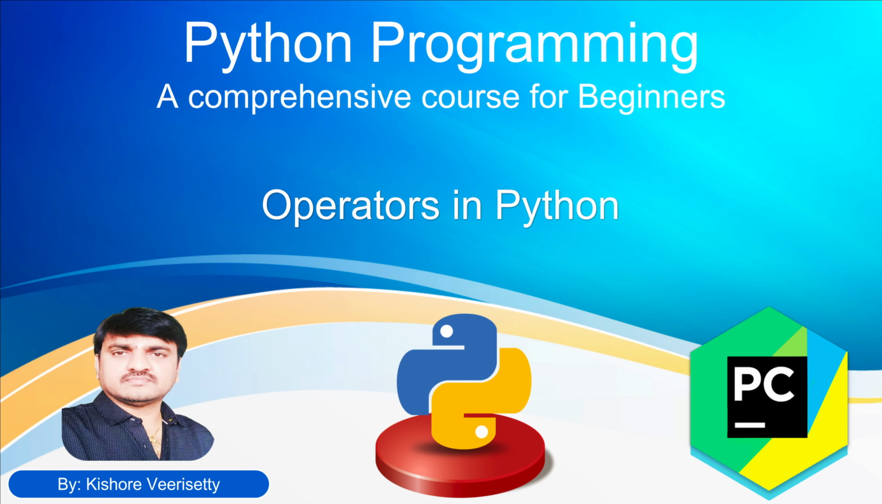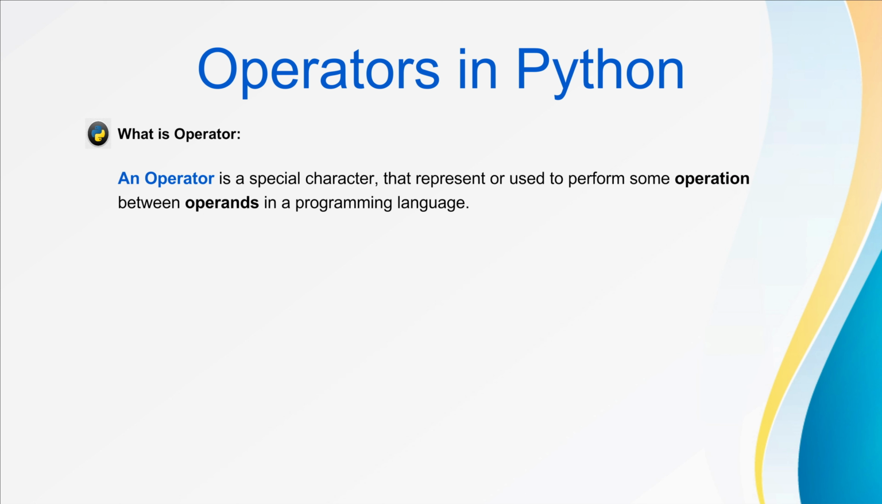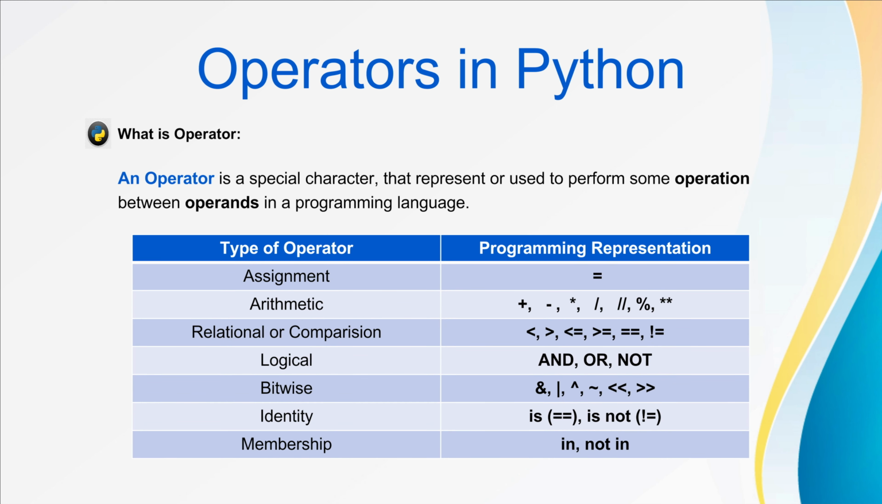So let's get started. What is an operator? An operator is nothing but a special character which will perform some operation on operands. Here, an operation could be anything like mathematical calculations, comparisons, logical evaluations, etc. And operands are nothing but the values or variables on which the operations are to be performed. Python supports various types of operators which are represented by special characters.